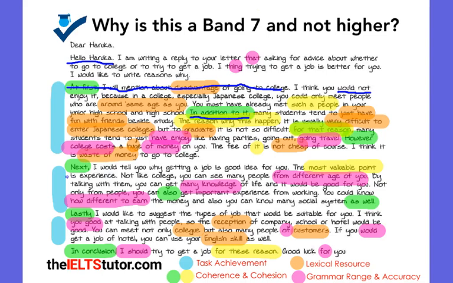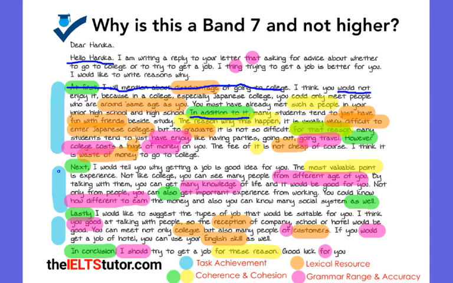Let's take a look at the third paragraph. Next, I would tell you why getting a job is a good idea for you. Okay, again, it sounds like the student is listing mechanically, rather than communicating in a friendly way. The most valuable point is experience. Not like college, you can see many people from different age of you. By talking with them, you can get many knowledge of life, and it would be good for you. Not only from people, you can also get important experience from working. You could know how different to earn the money, and also you can know many social system as well.